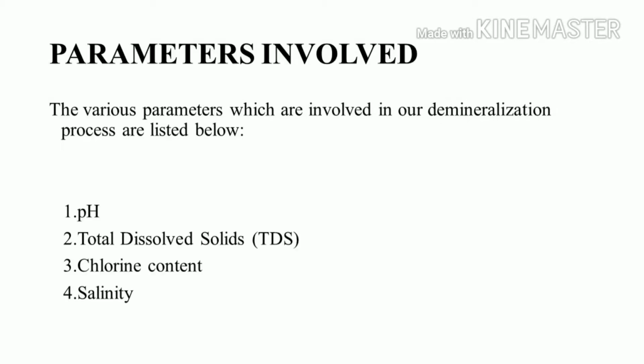Now, to talk about the parameters which are involved in the project: the first is the pH. The second one is the total dissolved solids, which is also called TDS. The third one is the chlorine content, which is the amount of chlorine. And the fourth one is the salinity, which is the amount of salt content.